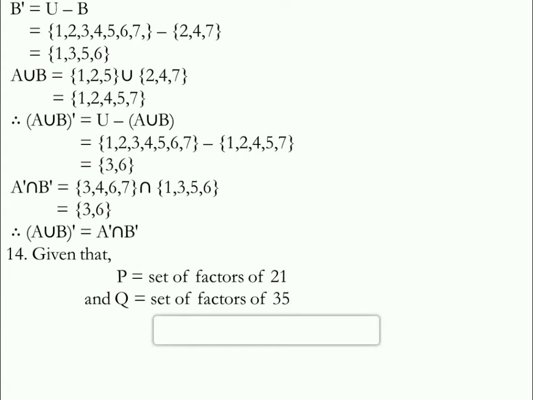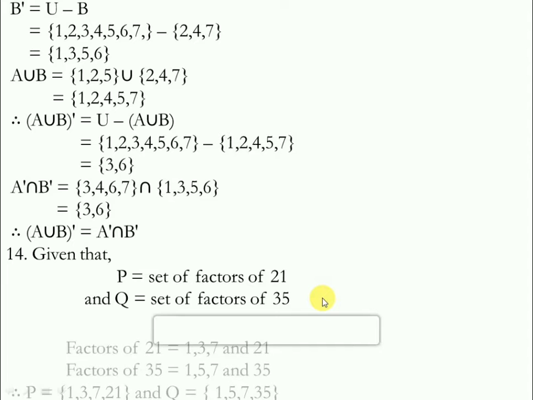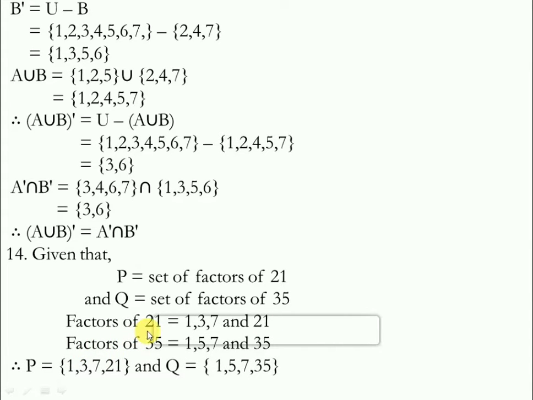Number 14 is a question: if P and Q are sets of factors of 21 and 35, then find out P union Q. So it is given that P is the set of factors of 21 and Q is the set of factors of 35. Now what should we do first? We have to find out the factors of 21. As we know, factors of 21 are 1 3 7 21 and factors of 35 are 1 5 7 and 35. So we can write P equals 1 3 7 21 and Q equals 1 5 7 35.